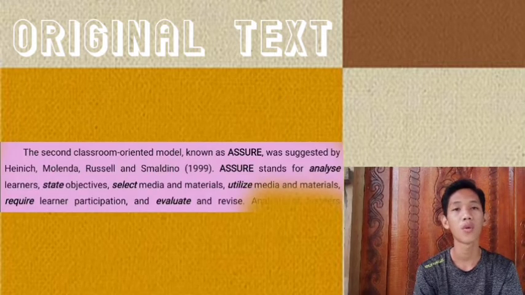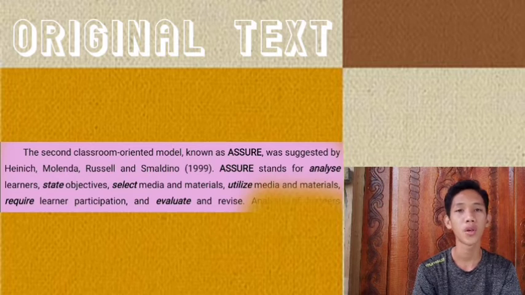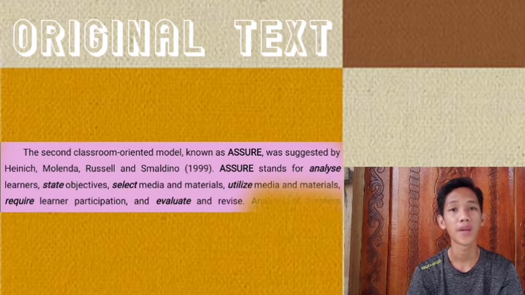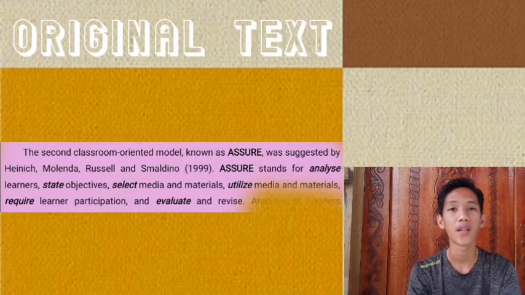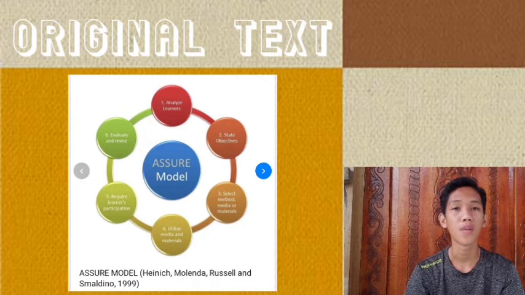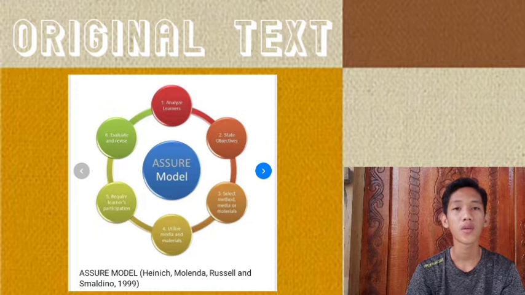The second classroom-oriented model, known as ASSURE, was suggested by Heinich, Molenda, Russell, and Smaldino, 1999. ASSURE stands for Analyze learners, State objectives, Select media and materials, Utilize media and materials, Require learner participation, and Evaluate and revise. The ASSURE model is an instructional system or guideline that teachers can use to develop lesson plans which integrate the use of technology and media.